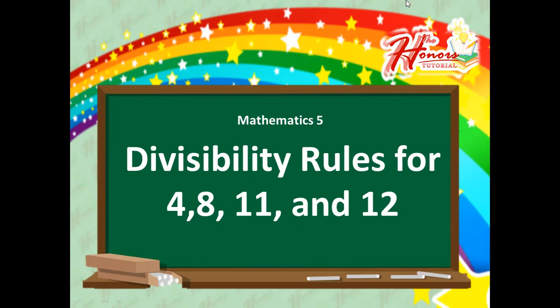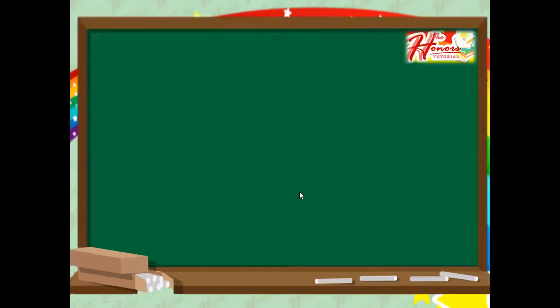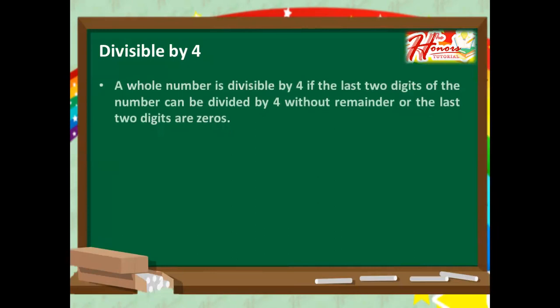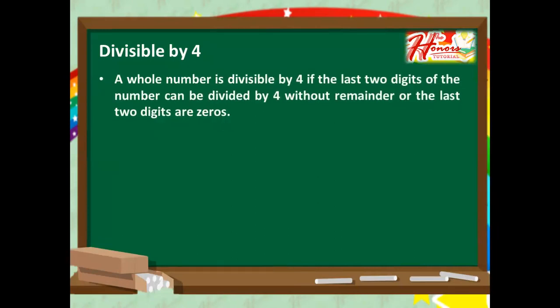Our topic for today is about divisibility rules for 4, 8, 11, and 12 for Mathematics 5. Divisibility rule by 4. A whole number is divisible by 4 if the last two digits of the number can be divided by 4 without remainder, or the last two digits are zeros. So we have here the conditions. Please take note of this one.